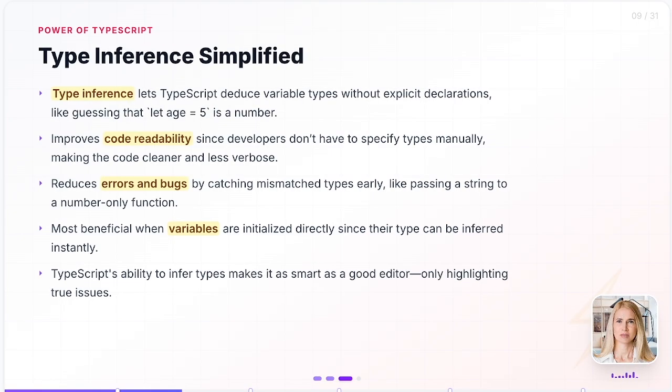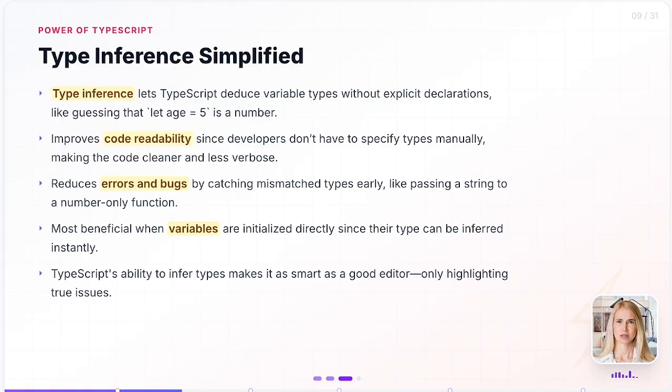Imagine you're designing a building without knowing the exact layout initially. Wouldn't it be helpful if tools could predict structural needs and guide you accordingly? TypeScript's type inference works similarly by predicting the data type of your variables. For instance, when you declare let name equals John, TypeScript knows it's dealing with a string. This magic happens behind the scenes, significantly reducing your workload while minimizing errors that might occur from mixed data types.